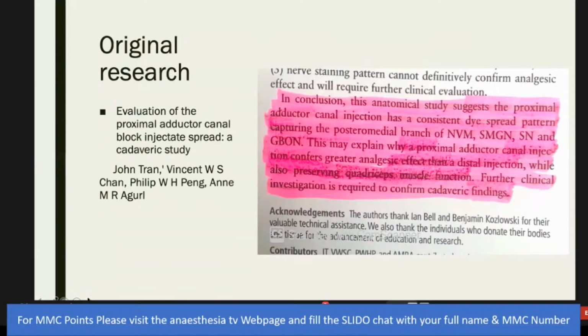This may explain why proximal adductor canal injection confers greater analgesic effect than a distal injection, while also preserving quadriceps muscle function. Further clinical investigation is required to confirm the cadaveric findings.